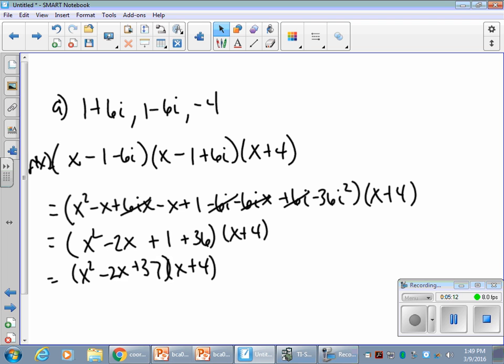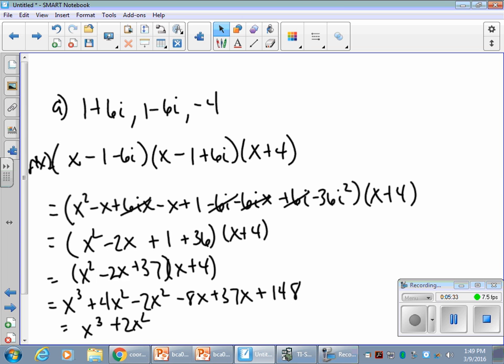times x plus 4, which is x cubed plus 4x squared minus 2x squared minus 8x plus 37x plus 148. 37 times 4 is 148. So my answer to this would be x cubed plus 2x squared plus 29x, that's negative 8 and 37, plus 148, and that would be my answer.